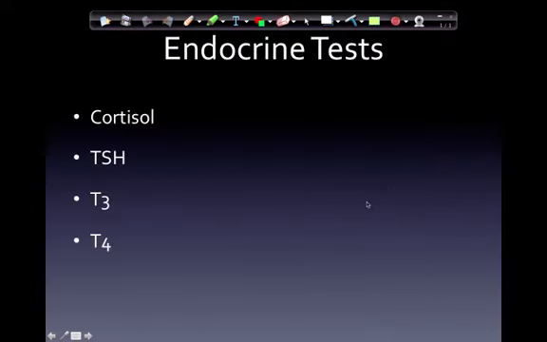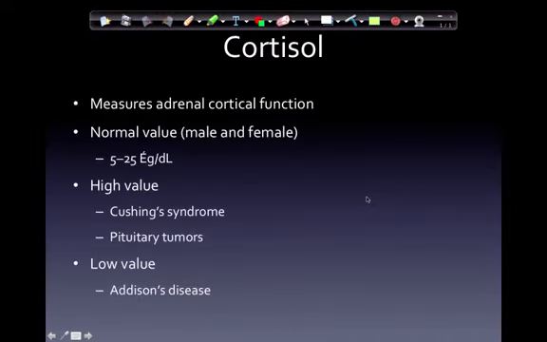Endocrine tests. We're going to talk about cortisol, TSH, T3, T4. Cortisol measures the adrenal cortical function of the person. So if they were having hyperadrenalism or hypoadrenalism, the values would be messed up on this. Normal values for cortisol are 5 to 25 micrograms per deciliter. High values would say Cushing syndrome or hyperadrenalism, or maybe a pituitary tumor. Low value would say Addison's disease or hypoadrenalism.